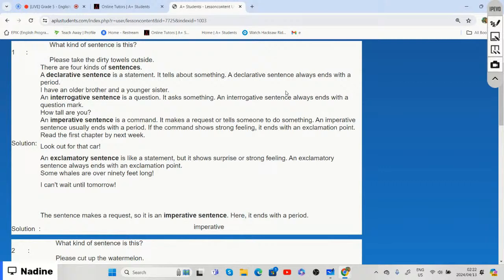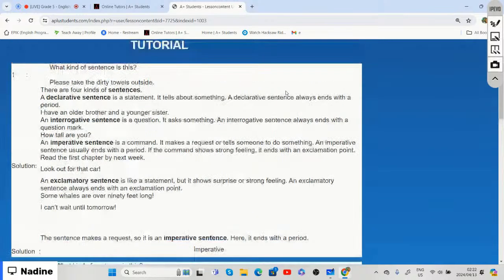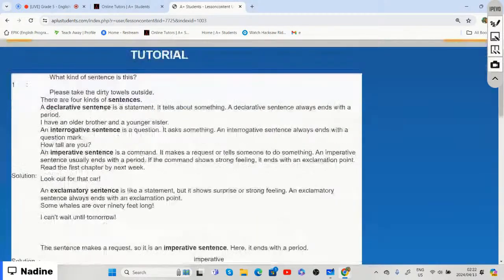All right. So here we're going to look at the first sentence, right? Please take the dirty towel outside, and it ends with a period. If I tell somebody to take the dirty towel outside, then what am I actually saying? Am I making a statement? Am I asking a question? Am I commanding someone?